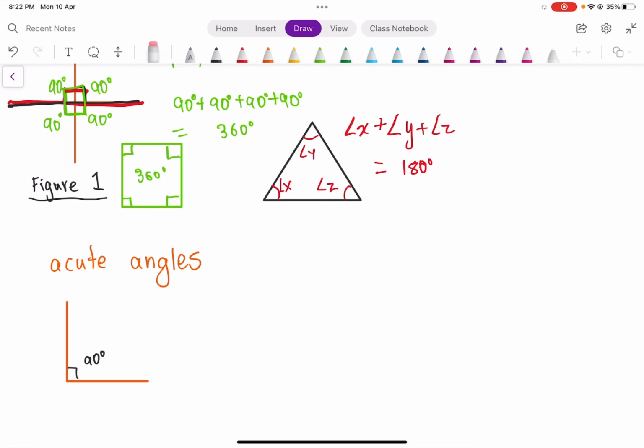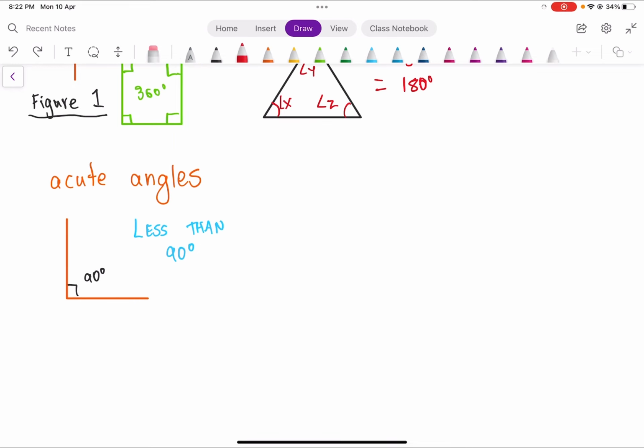So acute angles are anything that is less than 90 degrees. So anything that is not 90 degrees but isn't bigger than 90 degrees is an acute angle. So an acute angle is less than 90 degrees. Or we could say less than a right angle.